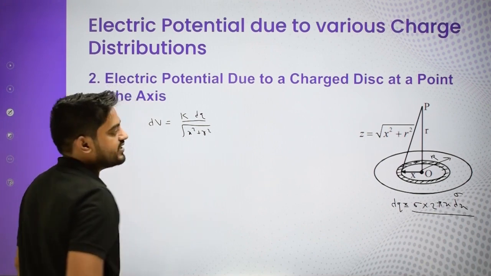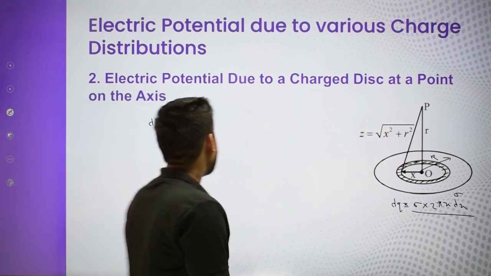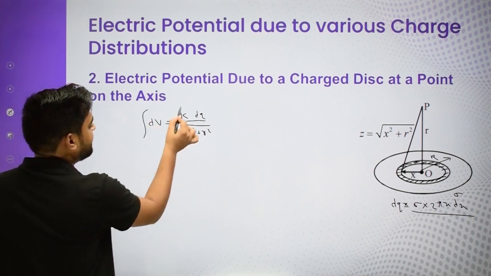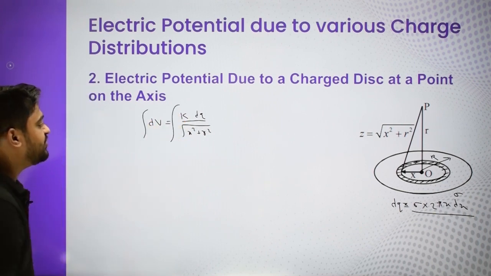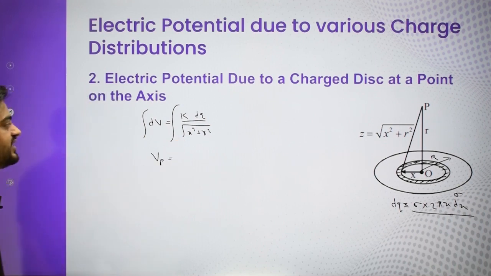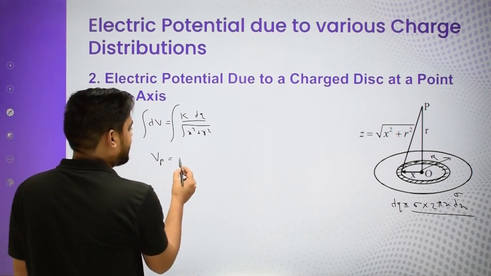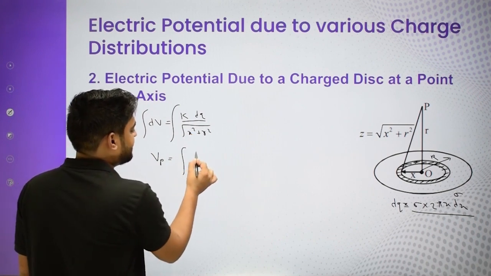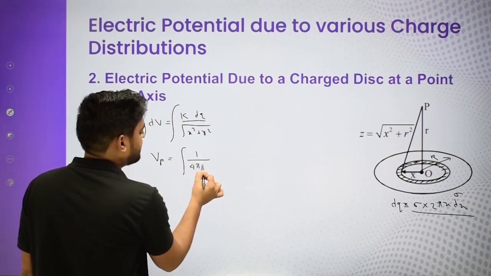Again I used Pythagoras to get this distance, and now I simply have to say that once I integrate, I will get the total potential. So integration dV gives me the total potential at point P. And what about this? So I'm just writing the parameters. So first is k, which is 1 upon 4 pi epsilon naught.